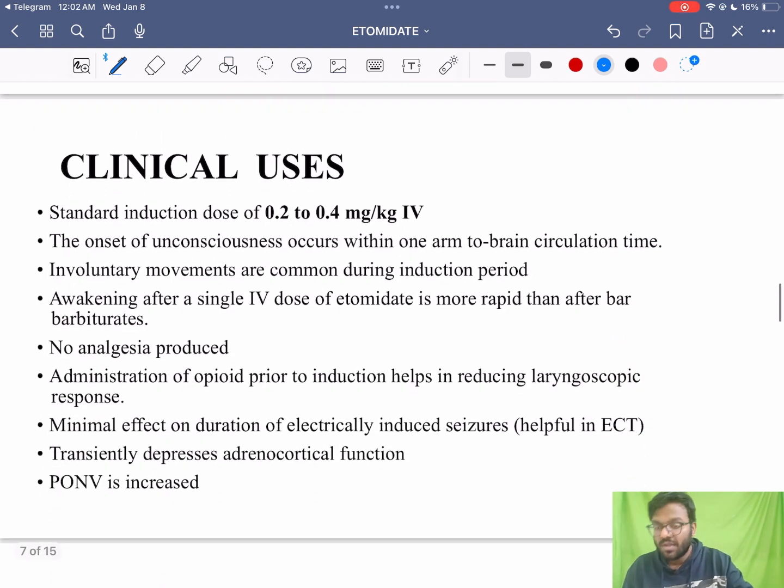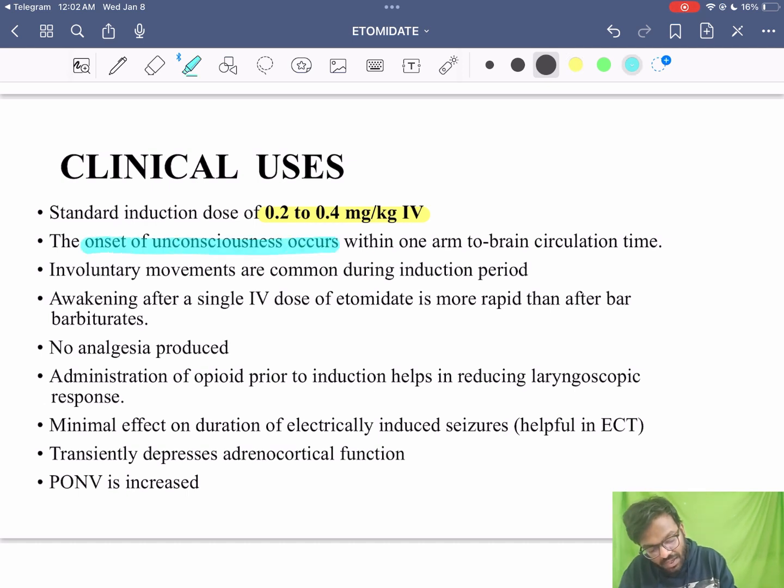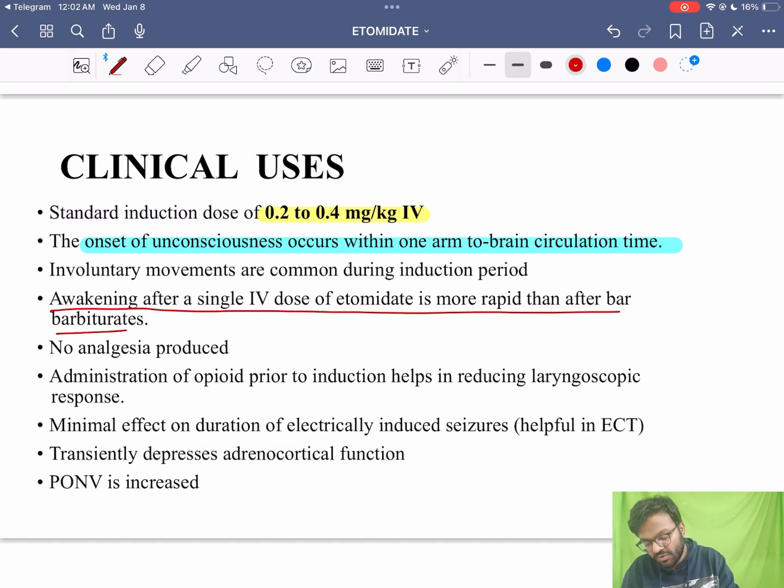Moving on, what are the uses of ETOMIDATE? The most important use is as an induction agent for the induction of anesthesia. And what is the dose which we use? We use approximately 0.2 to 0.4 mg per kg IV. Similar to propofol, the onset of unconsciousness occurs within one arm to brain circulation time. Again, after a single dose, there is rapid awakening, as we discussed previously. Awakening after a single IV dose of ETOMIDATE is more rapid than after barbiturates. Again, like propofol, it has no analgesic action.